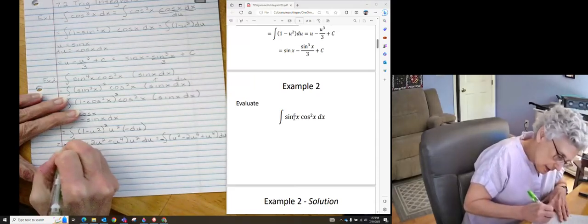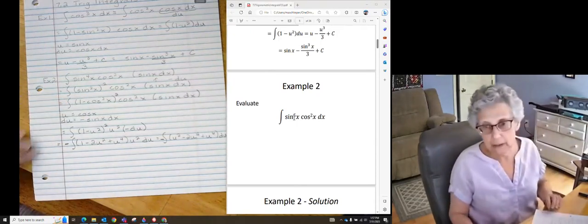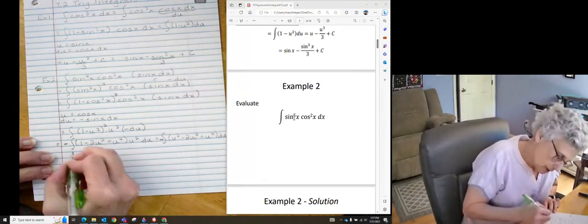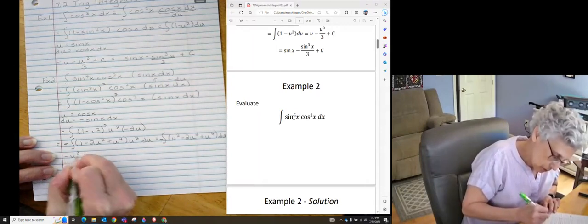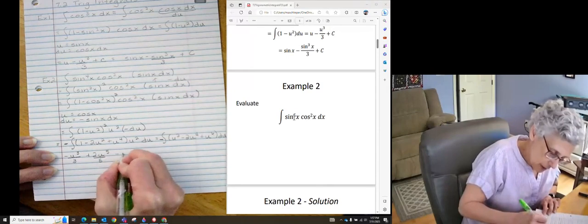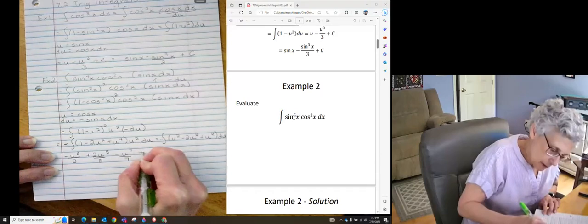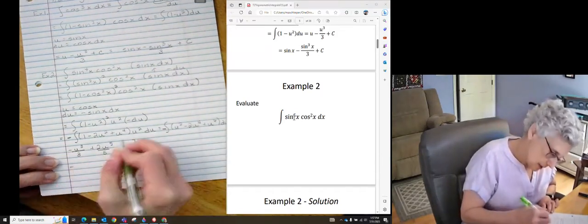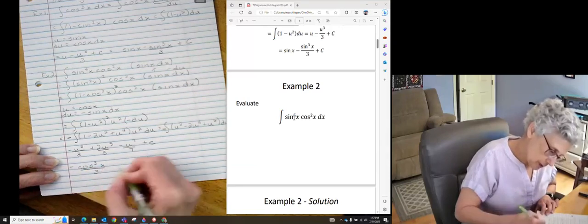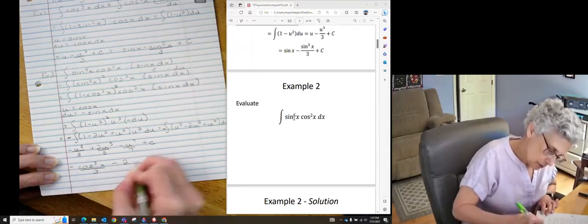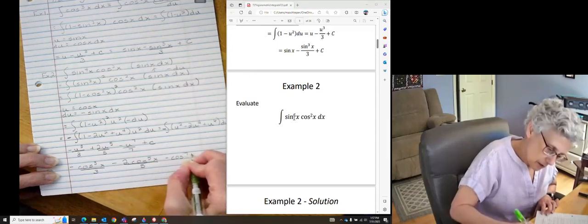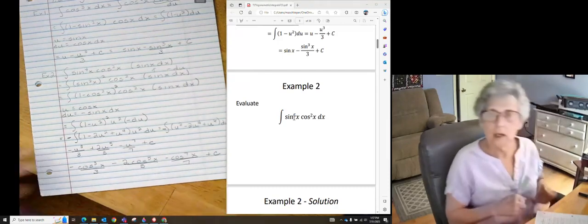Equals negative. I just pulled that negative and put it out front. So everybody gets a brand new sign, add 1 to the exponent, divide by the new exponent. So negative u cubed over 3 plus 2u to the 5th over 5 minus u to the 7th over 7 plus a constant. And this is actually cosine, so negative cosine cubed over 3 plus 2 cosine to the 5th over 5 minus cosine to the 7th over 7 plus a constant.